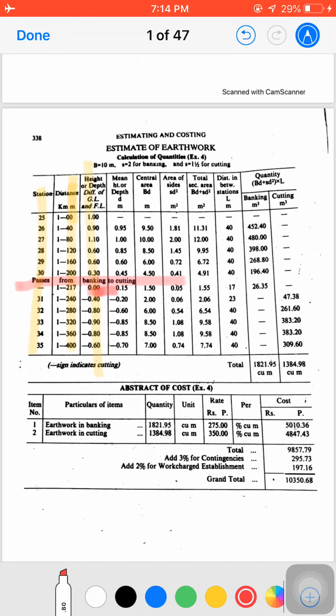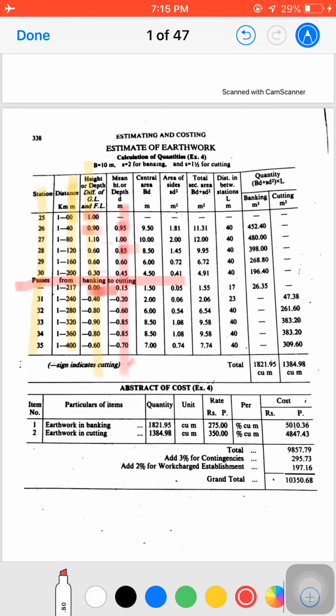Similarly, like the previous problem, you will be calculating the mean depth, that will be 1 plus 0.9 divided by 2 will be 0.95. Then again 0.9 plus 1.1 divided by 2, that will be 1. Next is 1.1 plus 0.6 divided by 2, that will be 0.85. Similarly, you will be calculating for all the stations. Next is the central area.